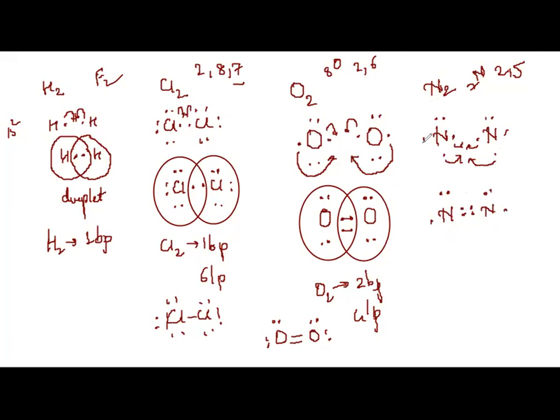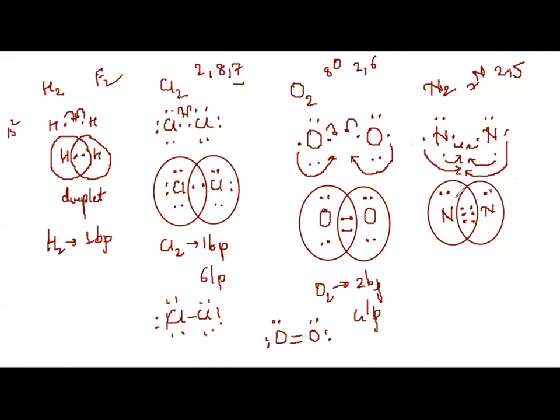No. Therefore, instead of sharing 1 or 2, nitrogen will share 3 electrons each. It will share these electrons also. Correct? So it will share 3 electrons each. Now you observe. By sharing 3 electrons each, has nitrogen completed the octet?